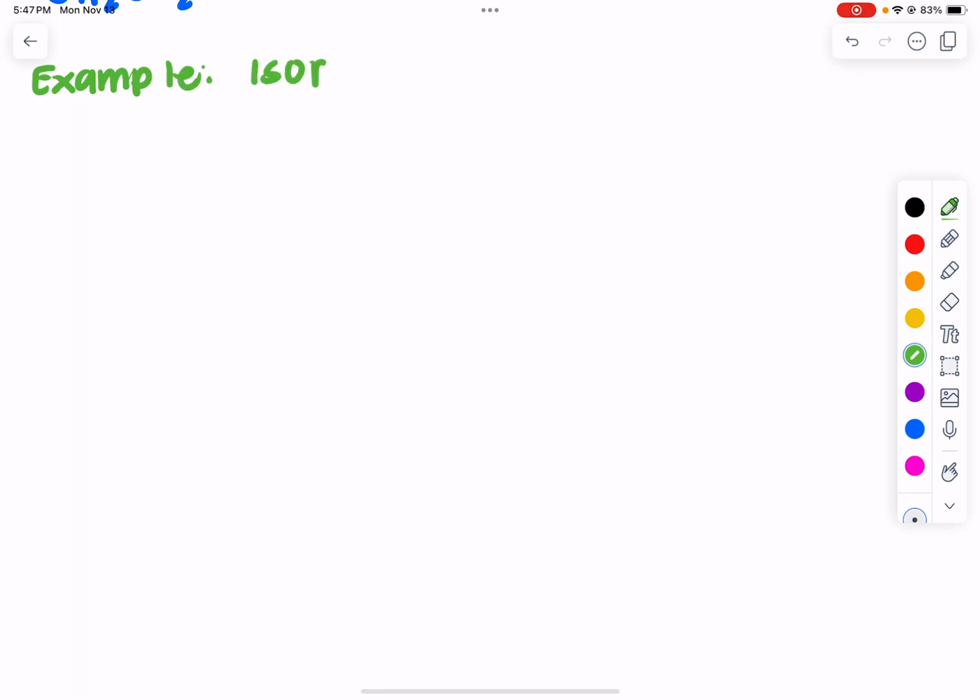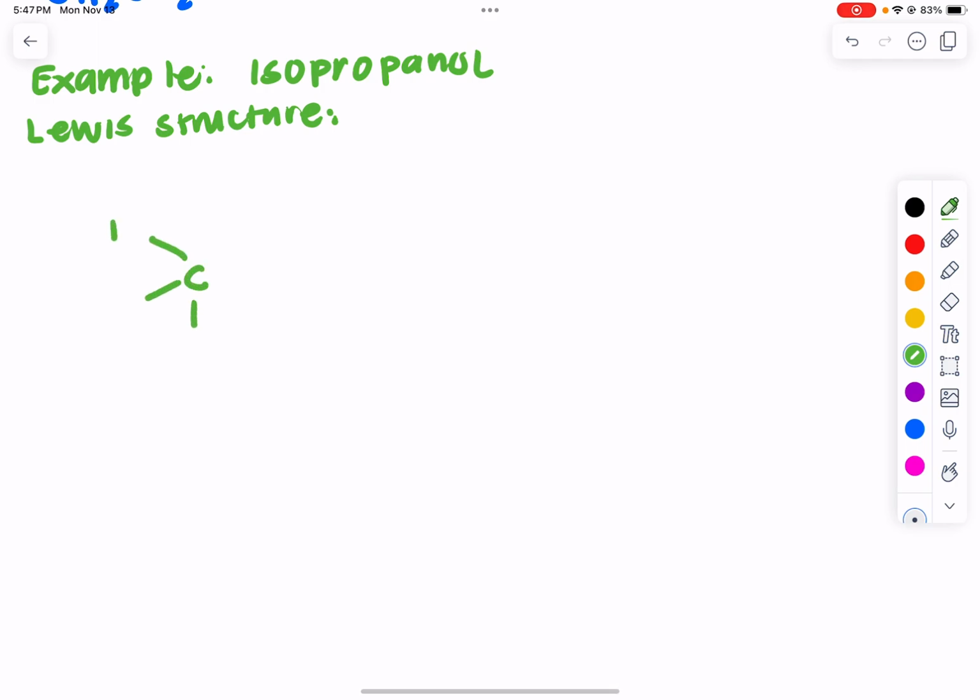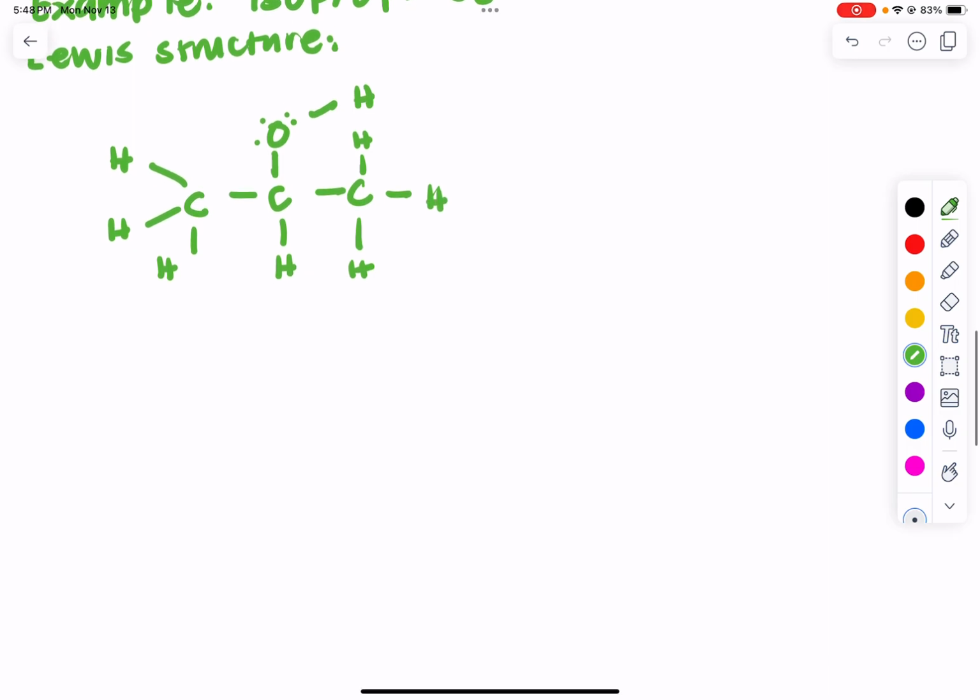So isopropanol. Isopropanol has a pretty interesting Lewis structure. It's actually a little cute if you ask me. So we have carbon attached to 3 hydrogens, attached to 2 carbons. 1 carbon has a hydrogen bond to it, or an alcohol group, as we'll learn pretty soon. So this is the Lewis structure for isopropanol.